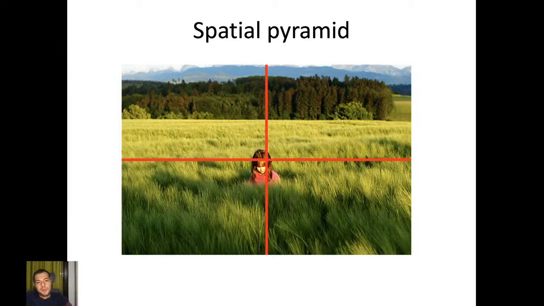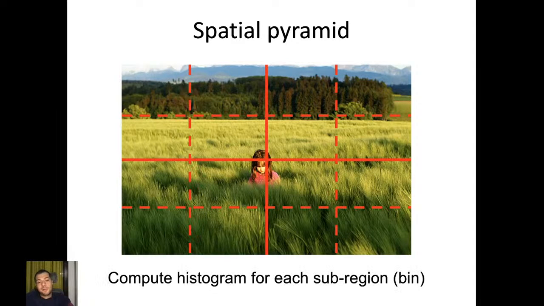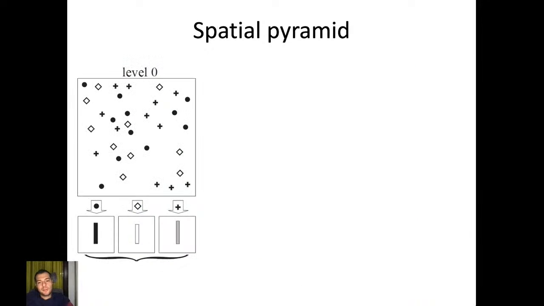So on the input image you apply a recurrent division of the image. You divide it first in 4 parts, then each part is divided into 4 other subparts. So in this case, the spatial pyramid has the first level of the pyramid, the second level, the third level, and you can go up to maybe 4 levels. For each subregion, you compute a bin, and the final representation is a concatenation of all these bins.